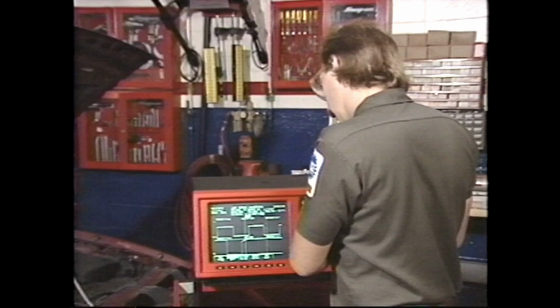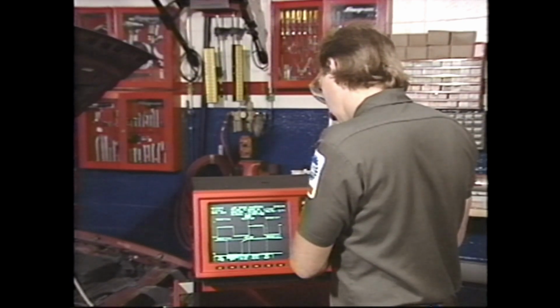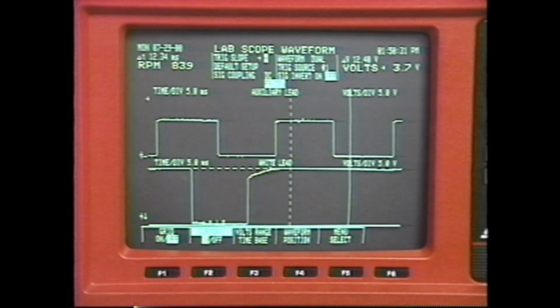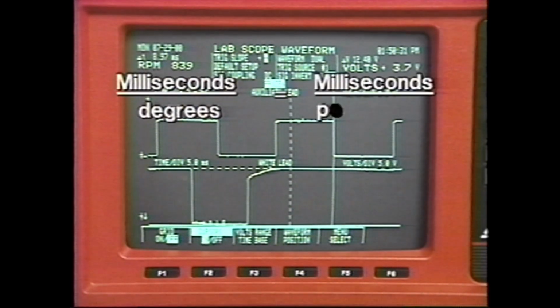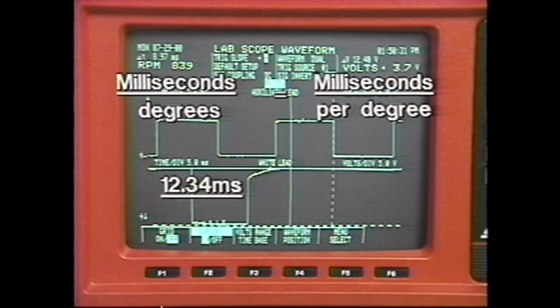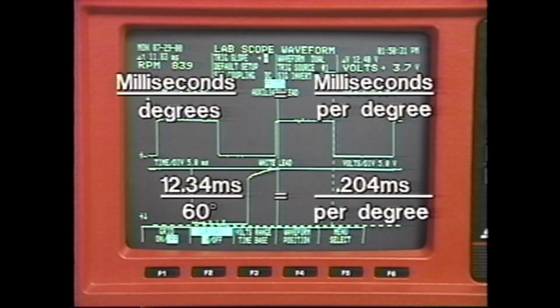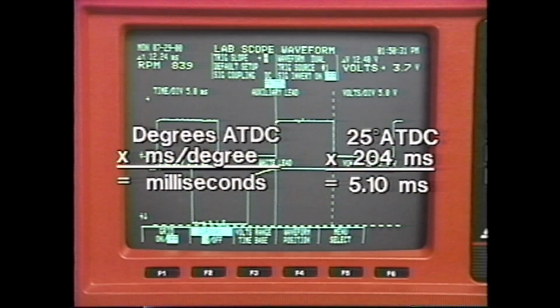To convert degrees to milliseconds, use the cursors to measure the width of one square wave in milliseconds. Then divide that number by the number of degrees in the square wave. This gives you the number of milliseconds per degree. Convert the camshaft sensor signal specification into milliseconds by multiplying the number of degrees after top dead center by the number of milliseconds per degree.